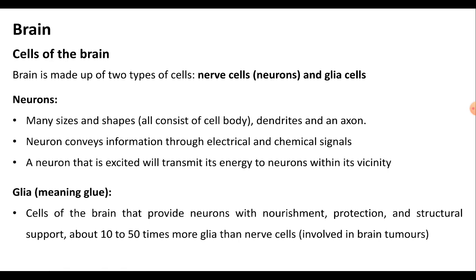The other type of brain cells are called as the glia cells. In Greek, glia means glue. Glia cells are the cells of the brain that provide the nourishment, protection and structural support to the brain, that is to the neural cells. Glia cells are about 10 to 50 times more than the nerve cells. And commonly, these cells are mainly involved in the development of brain tumors.